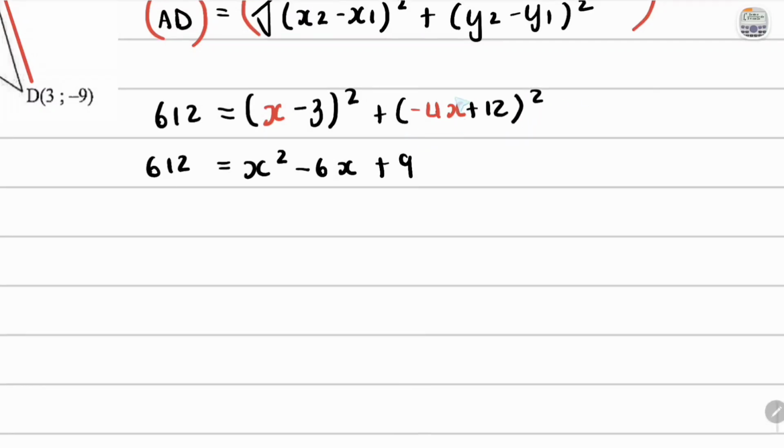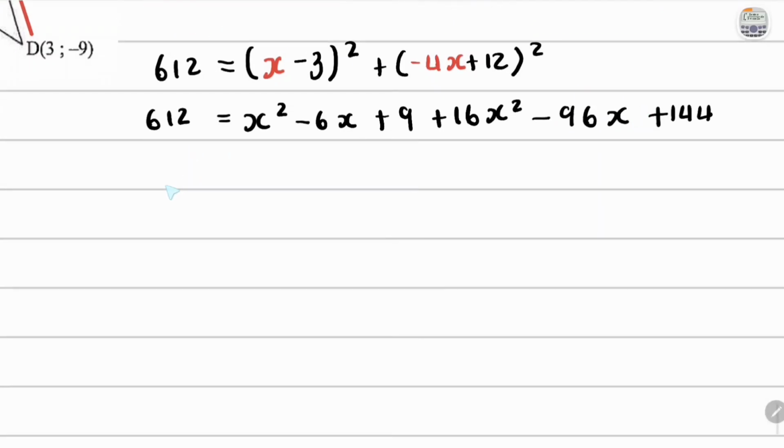squared. So first term all squared is +16x squared. Last term squared is +144. And then first term times second term gives you -48x times 2 is -96x. So now we can just simplify this.